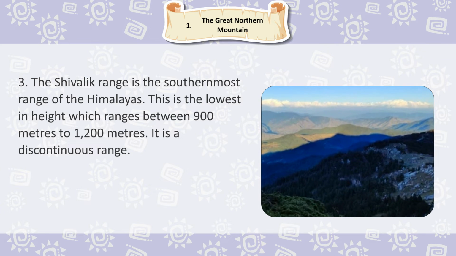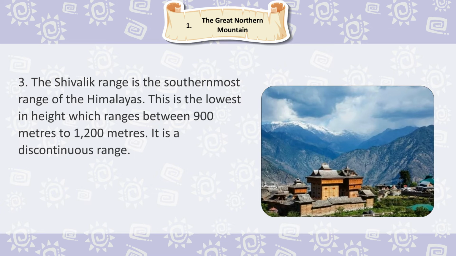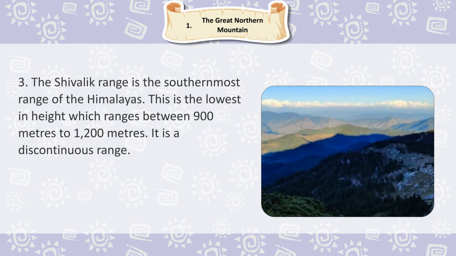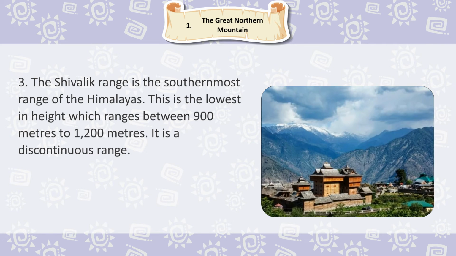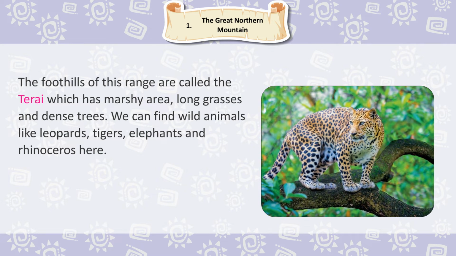3. The Shivalik Range is the southernmost range of the Himalayas. This is the lowest in height, which ranges between 900 meters to 1,200 meters. It is a discontinuous range. The foothills of this range are called the Terai, which is a marshy area with long grasses and dense trees.